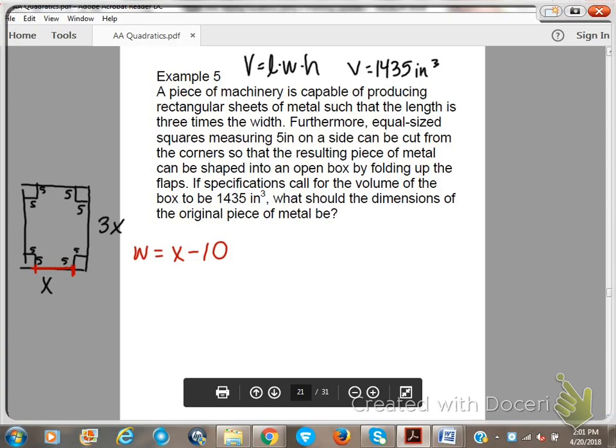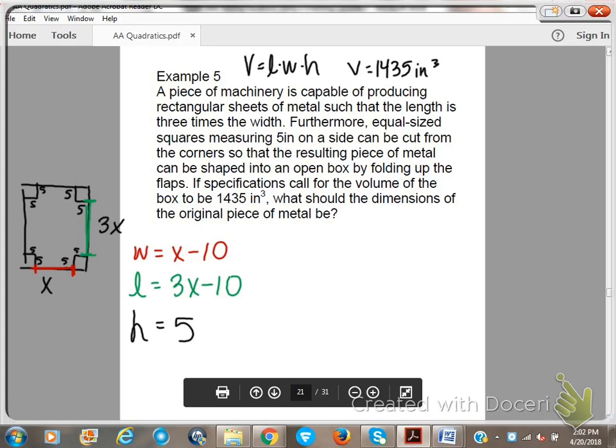Okay. Now for the length, 3x, again, we're taking corners out, so we're going to be subtracting. So it'll be 3x minus 10. Okay. So we've got our width, we've got our length, we still need that height. What do you think the height would be? 5. It's 5, yeah, because that's what you cut out, and that's what's being folded up. So when it folds up, it's a height of 5.